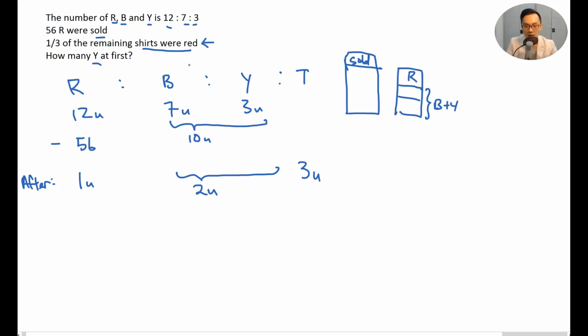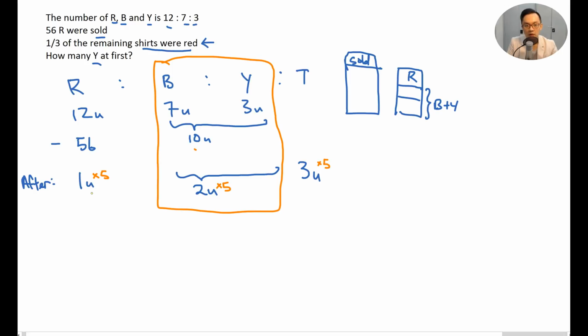So blue plus yellow is actually the constant part. All right, so this constant part actually has 2 parts, and you need to add them together. So then I need to make this 10 and the 2 the same. So I times 5, I times 5, and I times 5. So this becomes 5u. This becomes 10u, and this becomes 15u.